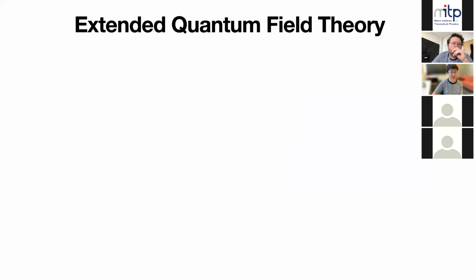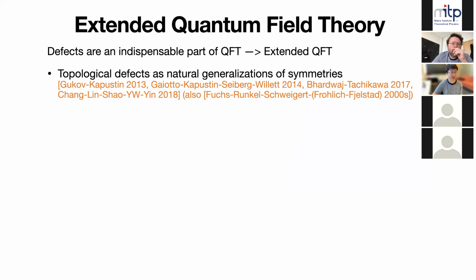It turns out that these defects not only describe a wide range of impurities and boundaries in quantum systems, they're also a very important part of the modern notion of quantum field theory. They're indispensable in the following ways. First of all, topological defects, which are a special kind of defects that are invariant under infinitesimal deformations of the world volume, give rise to natural generalizations of symmetries.